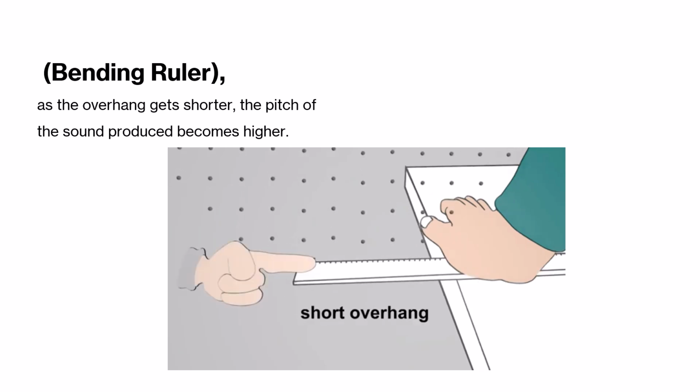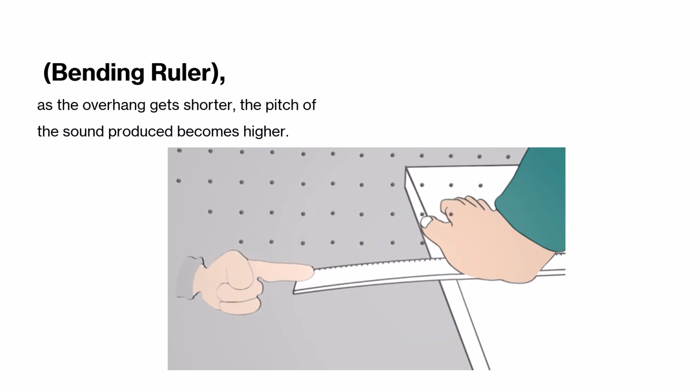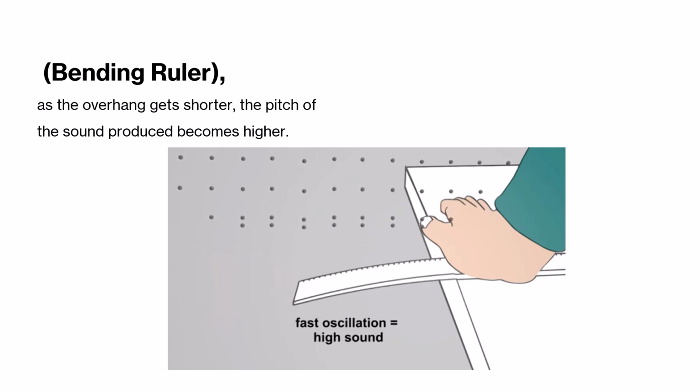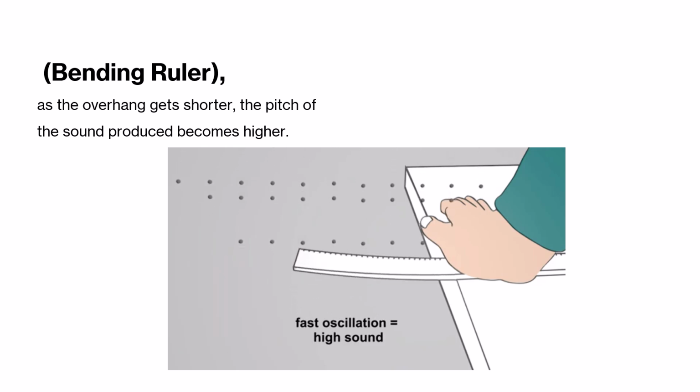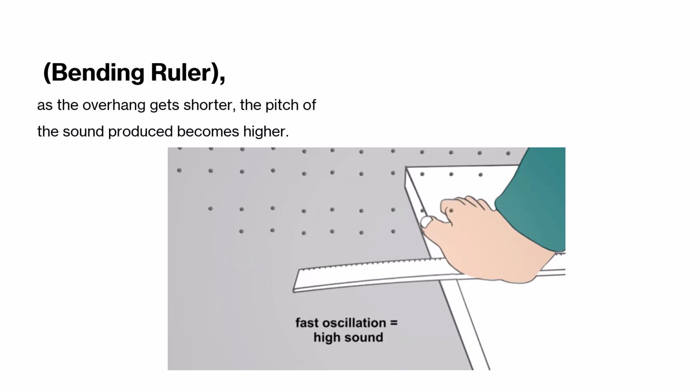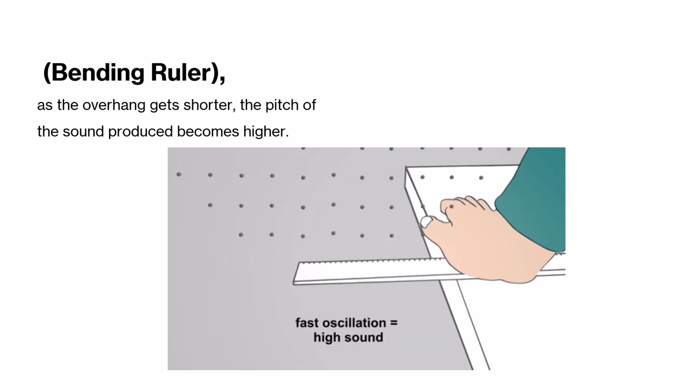Now you put the ruler on the table so that only a short piece protrudes. If you deflect it, the ruler swings back and forth relatively quickly and quickly hits the surrounding air particles. These relatively fast oscillations are also transmitted to our eardrum, and we hear a high sound.